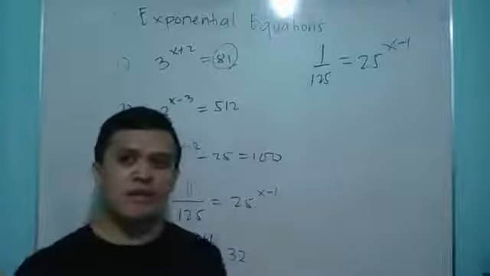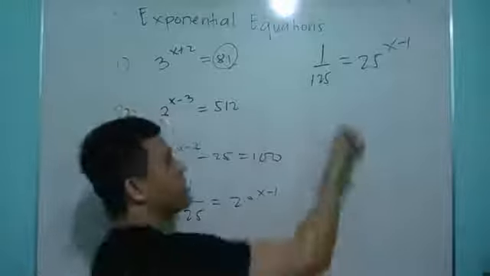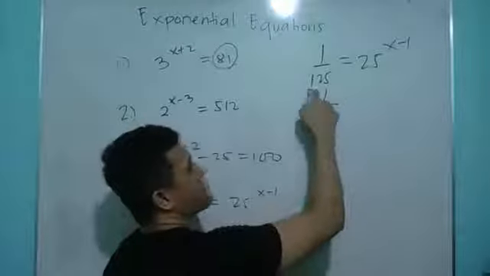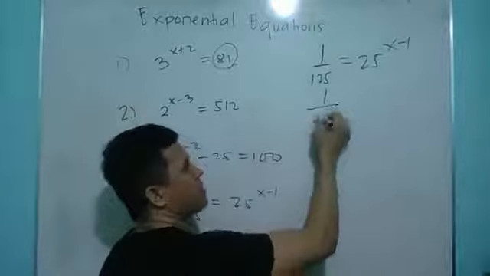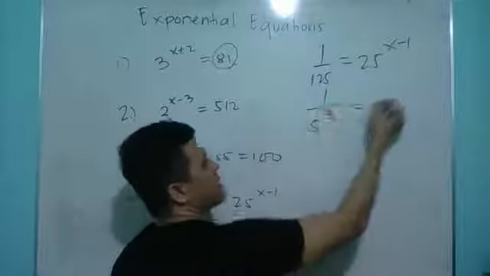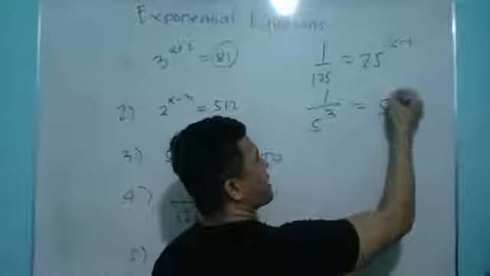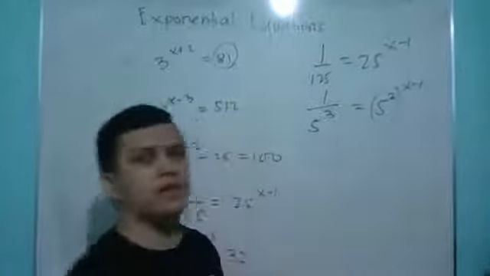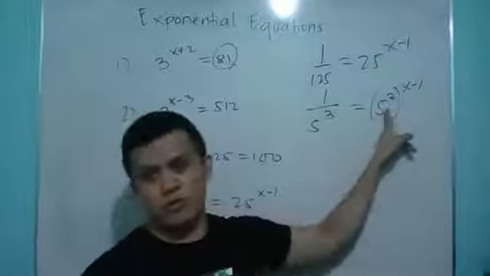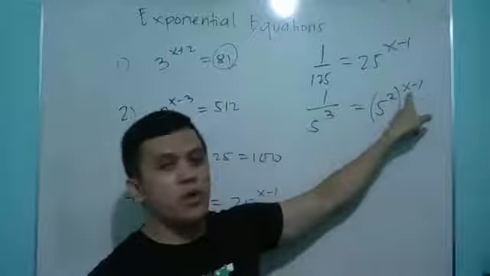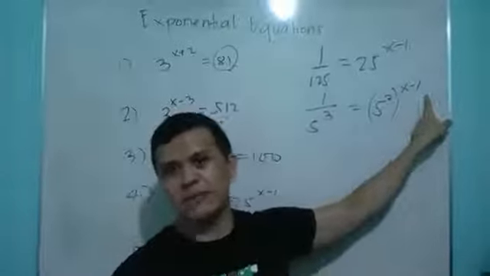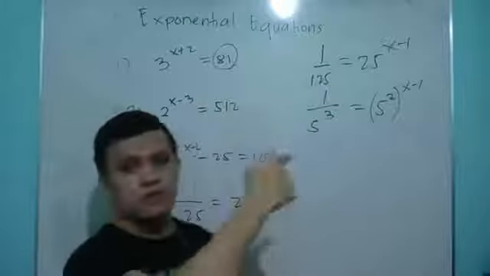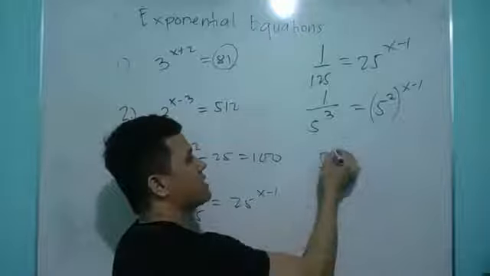But you can do this thing: express that in terms of the lower factor of 25, which is 5. 1 all over 125, as we had earlier, is 1 over 5 raised to 3, right? This is equal to 25, which is 5 raised to 2, and then x minus 1. Put that x minus 1 outside because 25 is equal to 5 raised to 2. We're going to multiply this 2 to the other exponent. And since this one is a reciprocal, that means this one is negative 3.